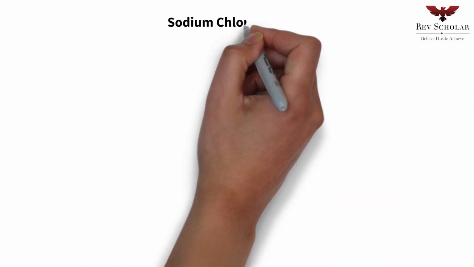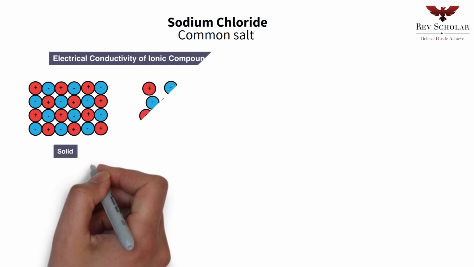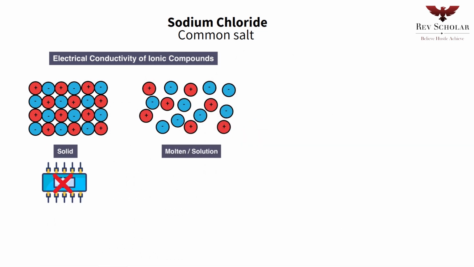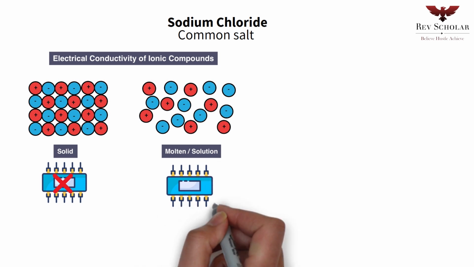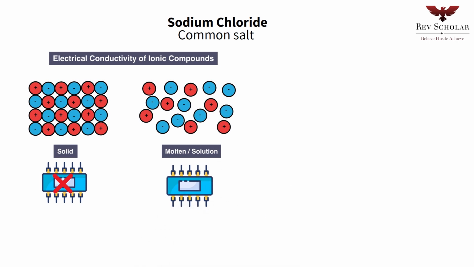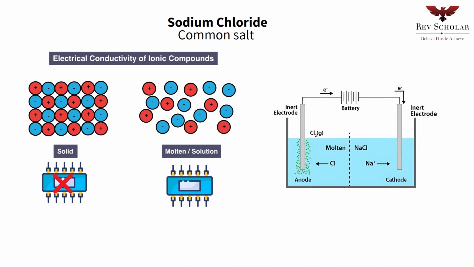Let us take the example of sodium chloride, also known as common salt. We know ionic compounds do not conduct electricity as solids. However, on melting, the ions are free to move to conduct electricity by carrying their charge toward the electrodes. The positive sodium ions move toward the cathode.